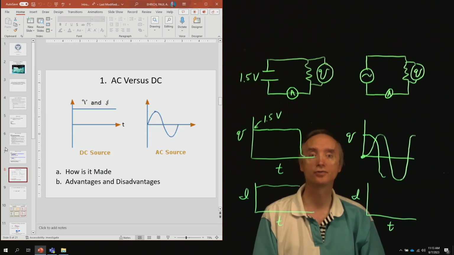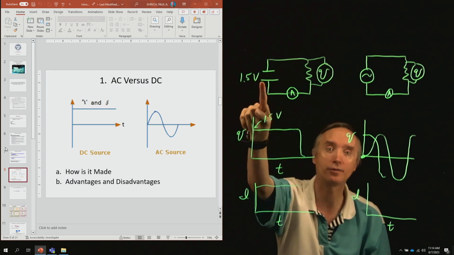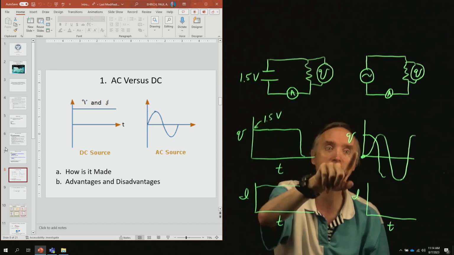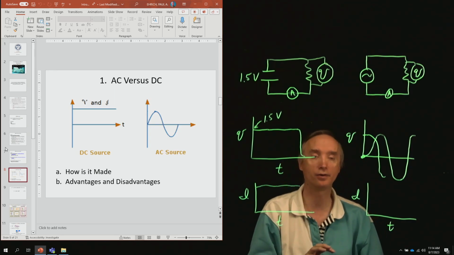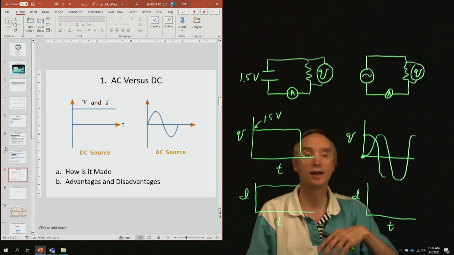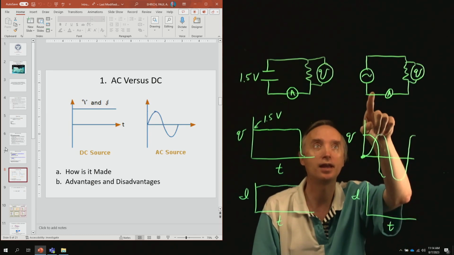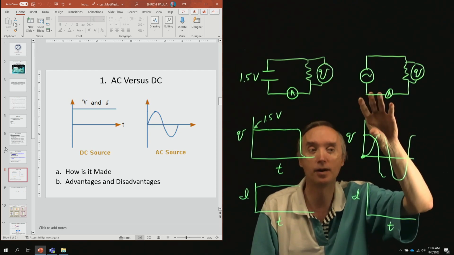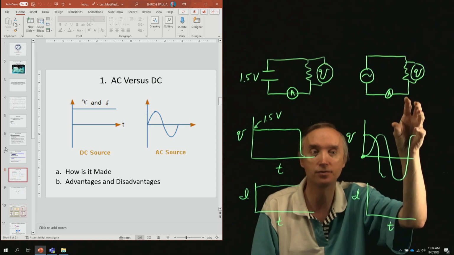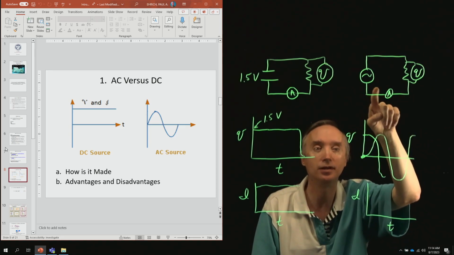All right, now how do you make them? Traditionally you're going to make DC with a battery, and you're going to make AC with a generator. We're going to talk about that later. It's going to be a machine that can generate an alternating current. Now we can, however, take AC current once it's been created, and by running it through different resistors and capacitors and inductors, we can turn AC into DC.